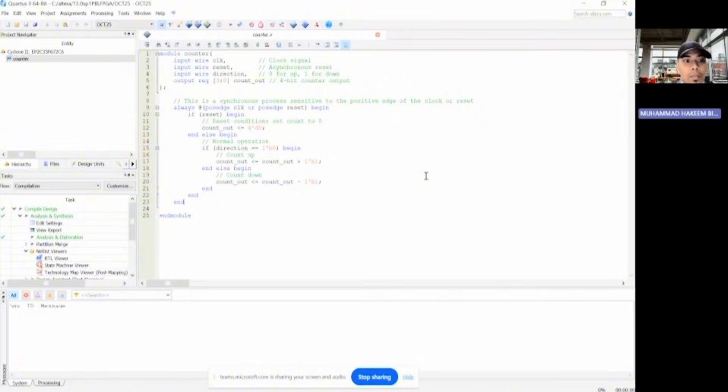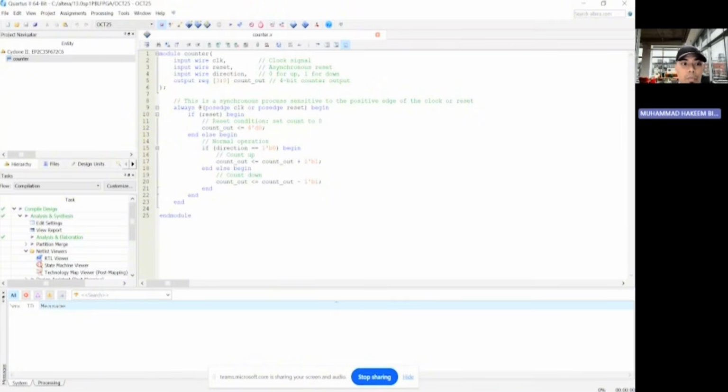Countdown operation. If the direction input is set to logic 1, the counter operates in the countdown mode. In this mode, the counter decreases its value by 1 on each rising edge of the clock. For example, the counter changes from 0100 to 0011 and then to 0010 as the clock continues.